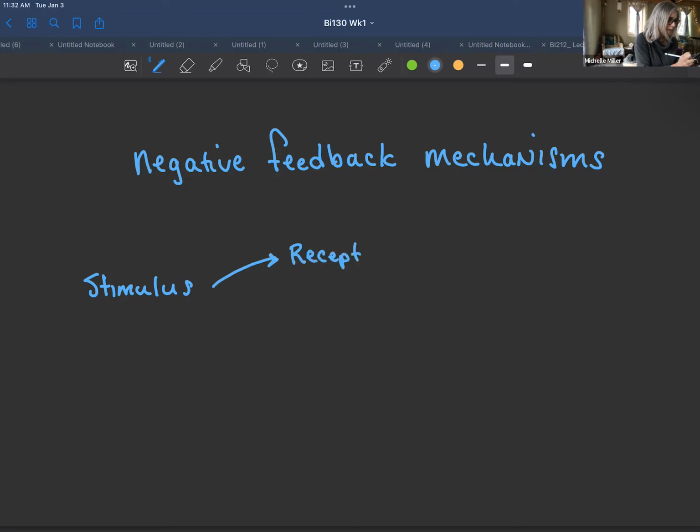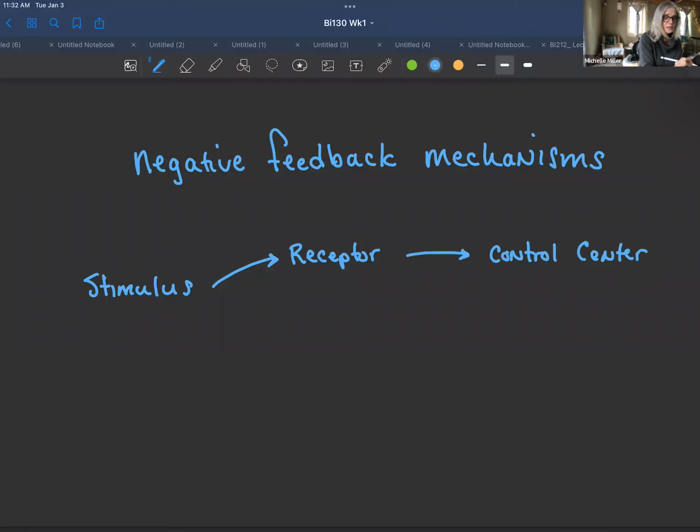So we have this stimulus, and it gets received by a receptor. So we're going to talk about receptors, but receptors are modified neurons that are able to take that stimulus energy and turn it into an action potential, which could then be sent to the control center. So we have a control center. Oftentimes that is the brain.